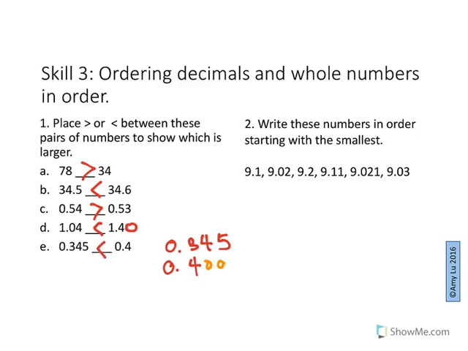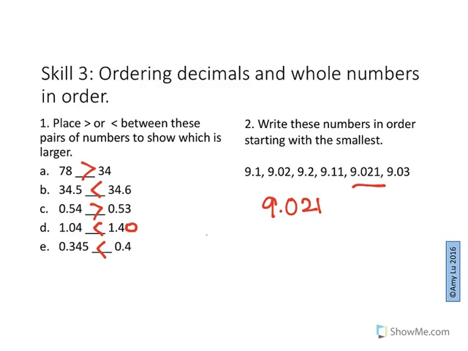So don't be misled just because one number has more numbers initially. You have to make sure you stack the numbers and add zeros until you can actually compare them fairly. So that means you have to do the same thing in number 2. So in number 2, if we look closely, this number right here, 9.021 has the most digits. So we have to make sure that we stack all the numbers so that it looks like that.